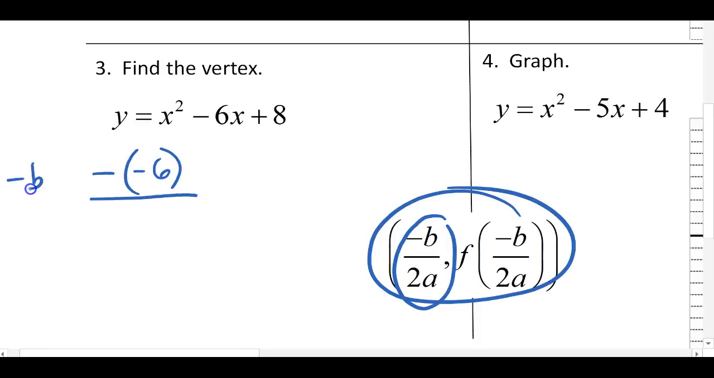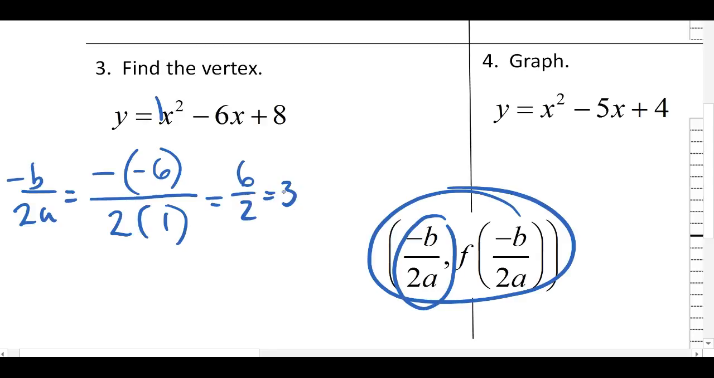Okay, let me just write the formula over here so you can see what I'm doing. Negative b, so my b is negative 6. And I'm also going to plug in a, which in this case is 1. Okay, so then negative times negative becomes positive. 6 over 2 is 3. Okay, so the x value is 3.